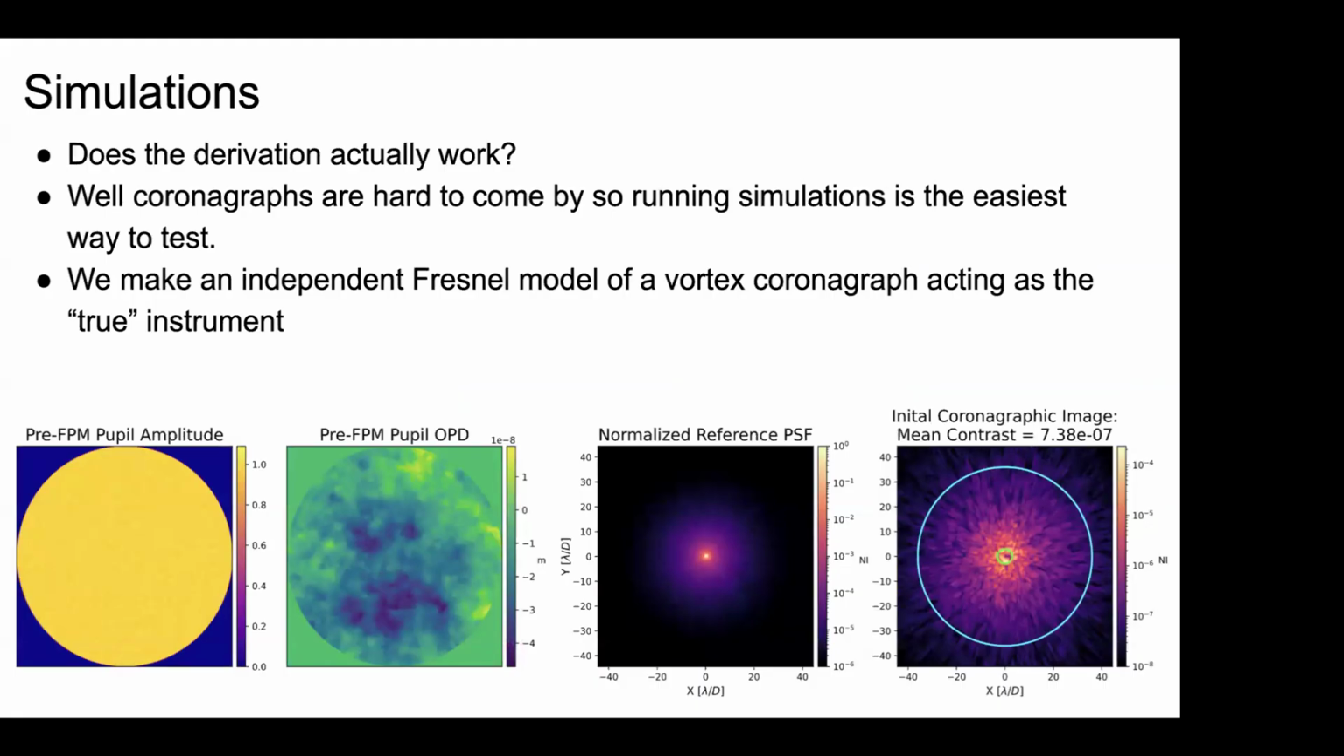So does this derivation actually work? Well, coronagraphs are hard to come by, so running simulations is the easiest way to test. The way we approached this was to make an independent Fresnel model of a vortex coronagraph. In these simulations, that Fresnel model acts as our truth. The distinction here is between the Fresnel model and, again, the control models that we are using to compute the gradients. Here's an example of what the pre-FPM pupil amplitude and OPD looks like in the Fresnel model, followed by the normalized PSF and the mean contrast with our first coronagraphic image.